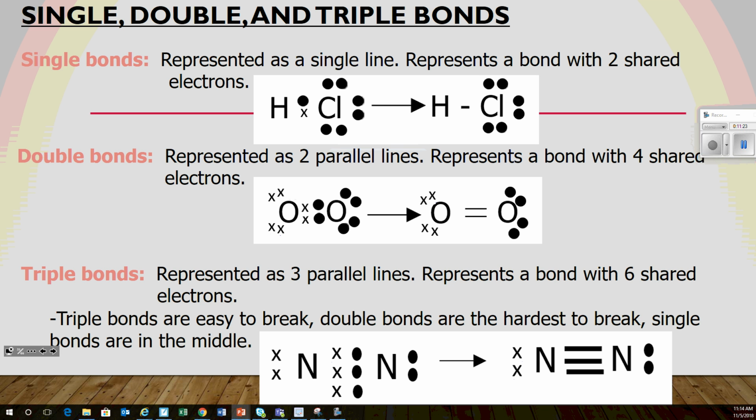Now, triple bonds are easy to break. They break down to double bonds. Double bonds are the hardest to break because they've got that love factor. Think of it, you're holding hands like this with somebody you love. Single bonds are in the middle. Because single bonds, if somebody comes up and hits that bond, even though they're flexible, it's easier to break.